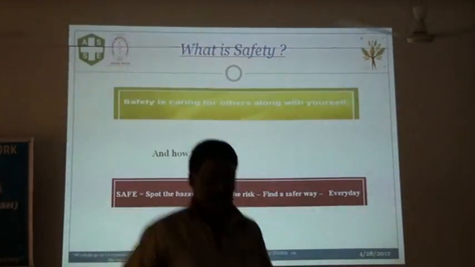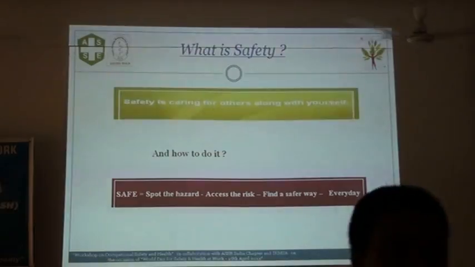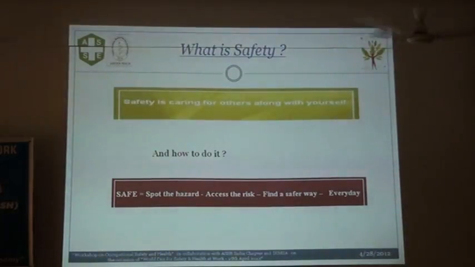In simple terms, safe means spot the hazard, assess the risk, find a safer way, and do it every day. So it's a simple way of explaining that. In our workplaces, to make them safe, we need to spot the hazard, we need to assess the risk, and definitely we need to have a safer way of doing that, and it should be every day.